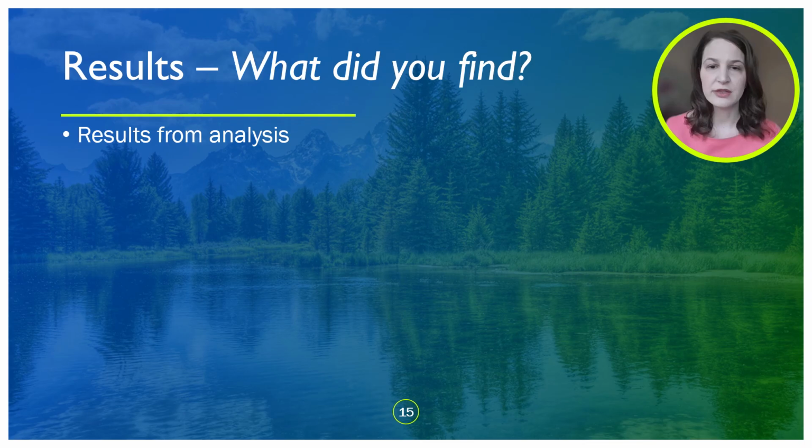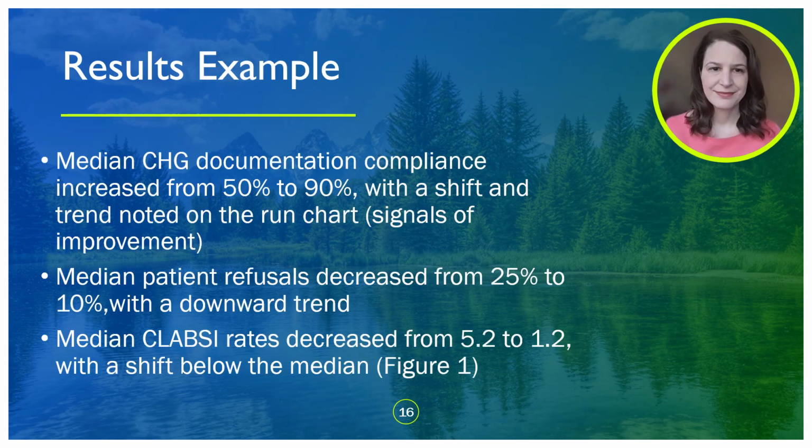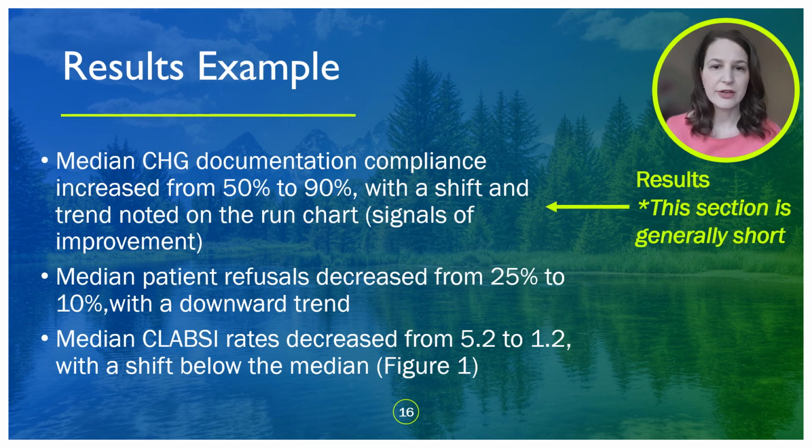The next section is results, which helps to answer the question, what did you find? This is often a shorter section and simply reports results from your analysis. Here's an example of the results section. Here I have a short description of the signals of improvement identified on the run charts, along with the baseline and post-implementation medians. You can see that for the CLABSI rates, I've also noted there is a figure. For some outcomes, it may be helpful to include a figure or table to visually display the data.